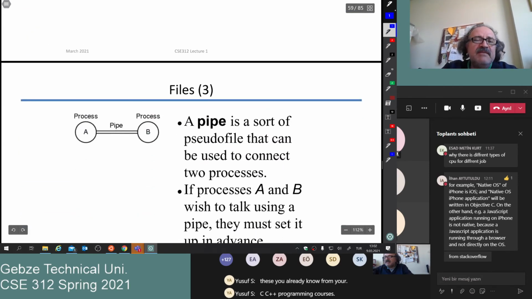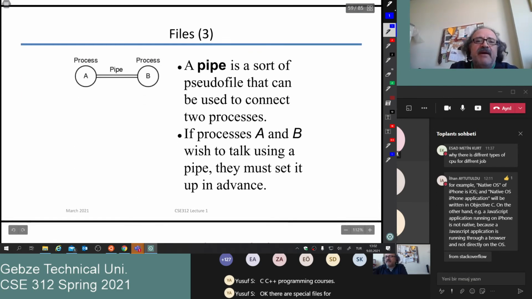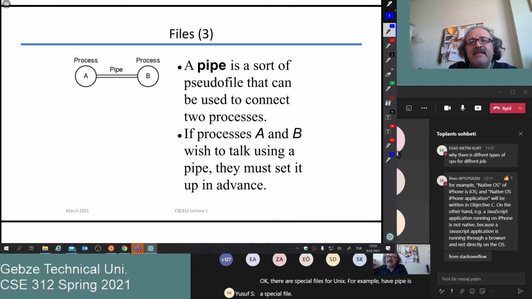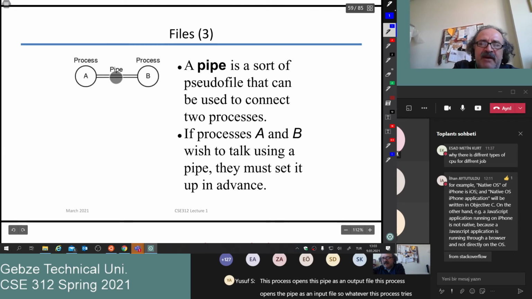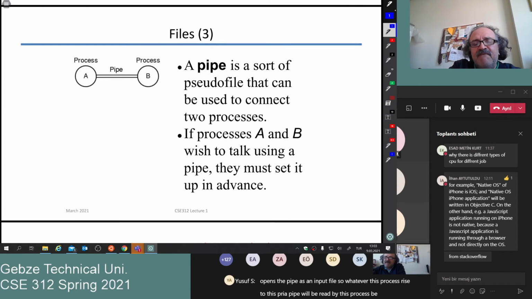There are special files for Unix. For example, a pipe is a special file. If you would like to connect two processes and communicate between them, you open this special file named pipe. This process opens the pipe as an output file. This process opens the pipe as an input file. So whatever this process writes to the pipe will be read by process B. So there is a way of communicating between these two processes.